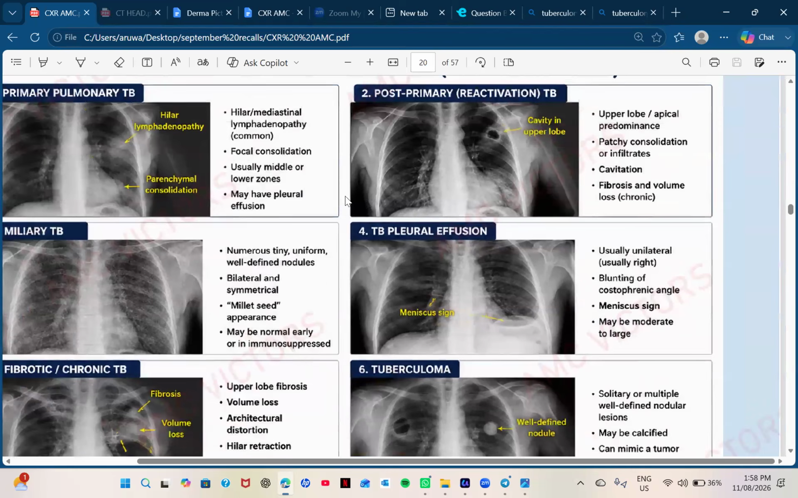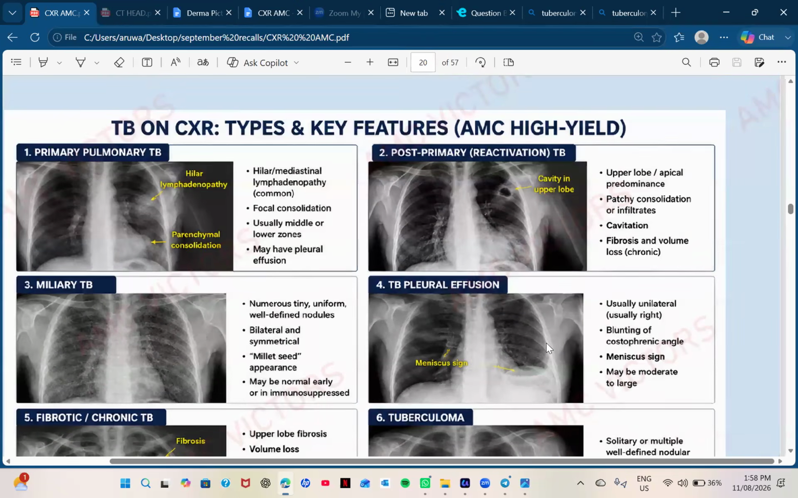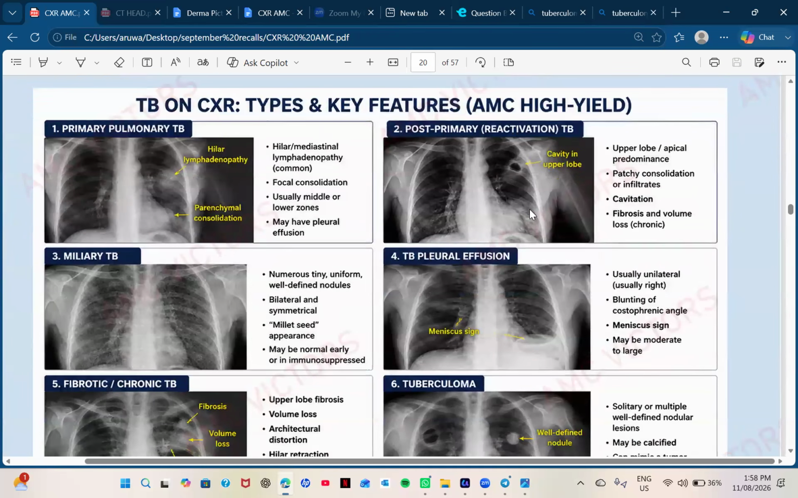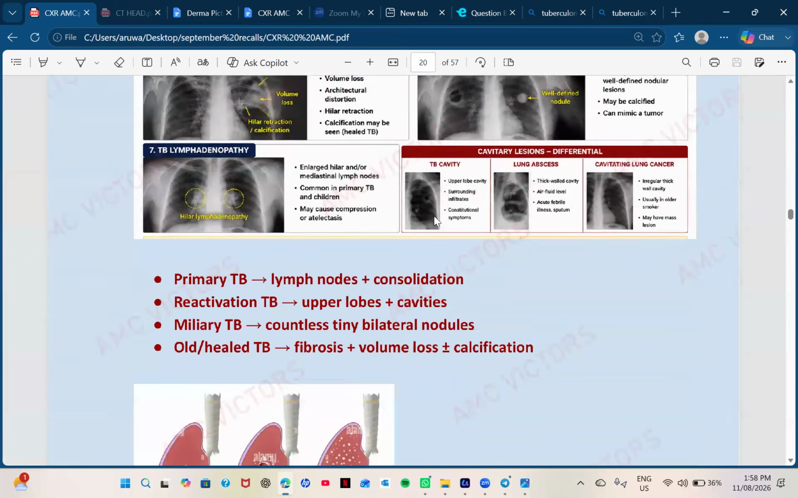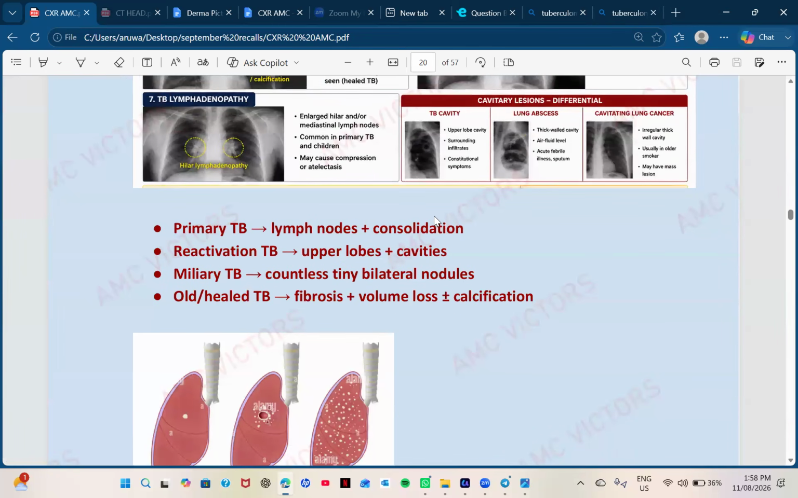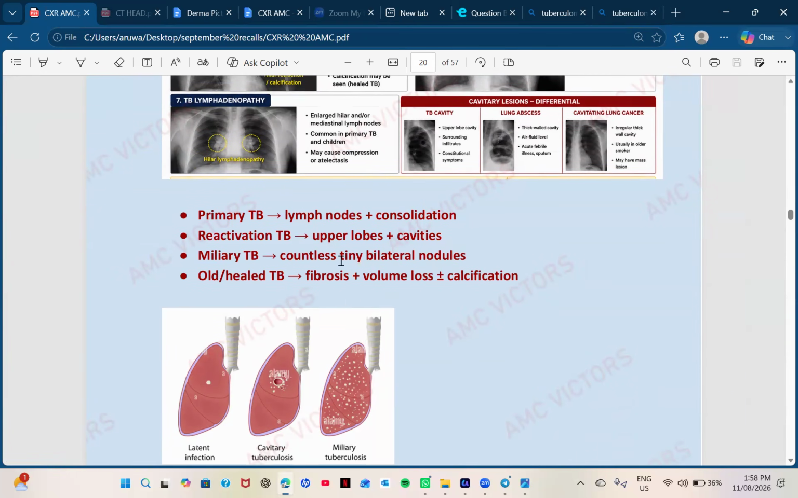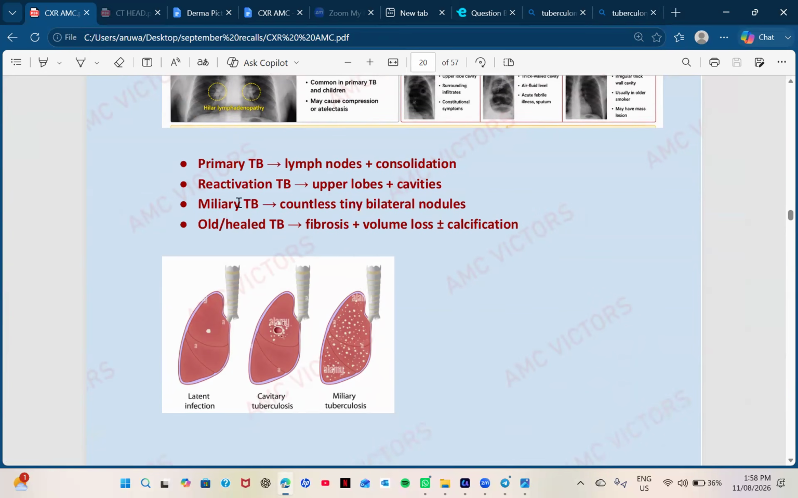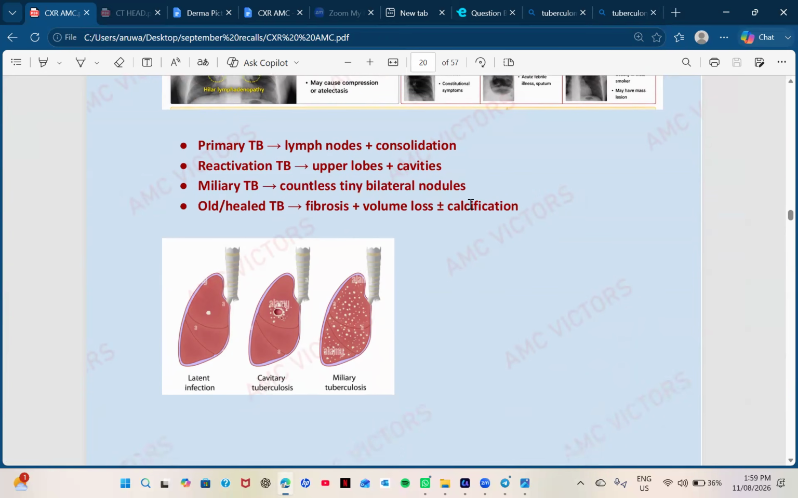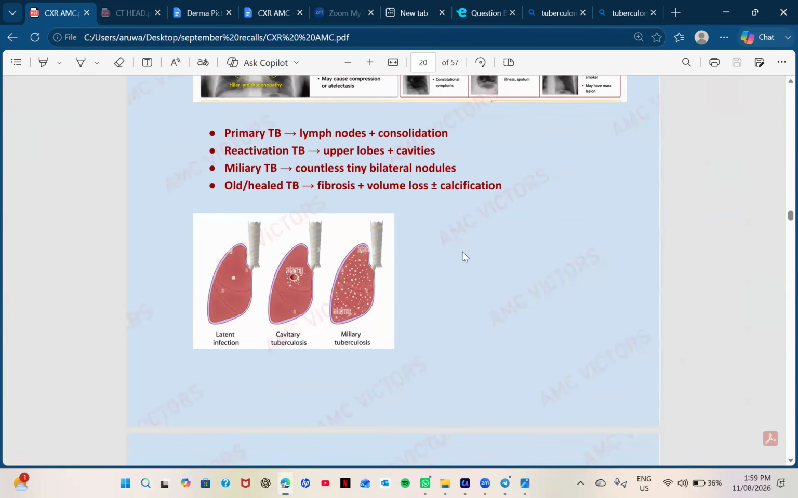Other than that, if they have given the TB presentation and the pleural effusion, you know how many skull sign present, and the cavitations are usually in the upper lobe, right? I think they have given in TB the cavitations in e-medicine like 2 or 3 questions. Here you can see in the primary TB, hilar lymphadenopathy and consolidation. Reactivation of TB: upper lobe cavities you can see. Miliary TB: countless tiny bilateral nodules, right? Healed TB: there can be fibrosis, volume loss, calcification, those things you can see, okay?